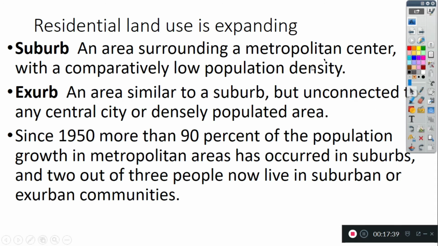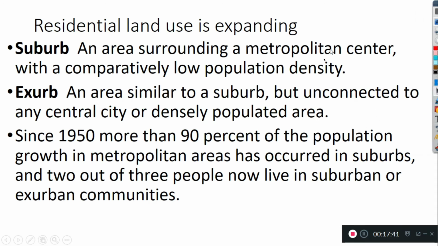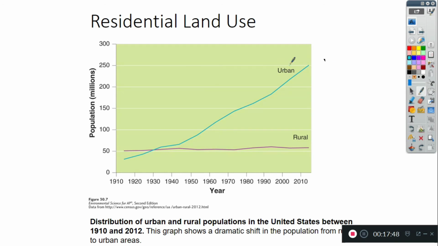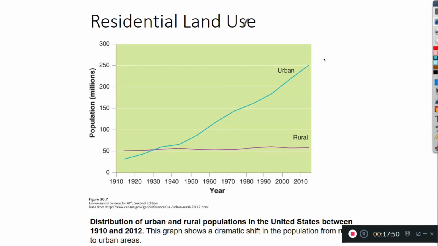So I don't think you need to know suburbs and exurbs for the AP exam. Just know that the suburbs are creating a problem called urban sprawl. When we look at our residential land use, this is land that people are using for living on, not farms, not industry, it's just housing.